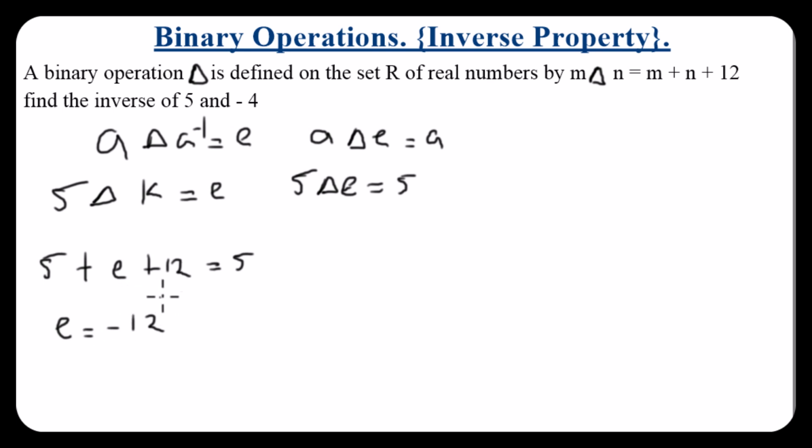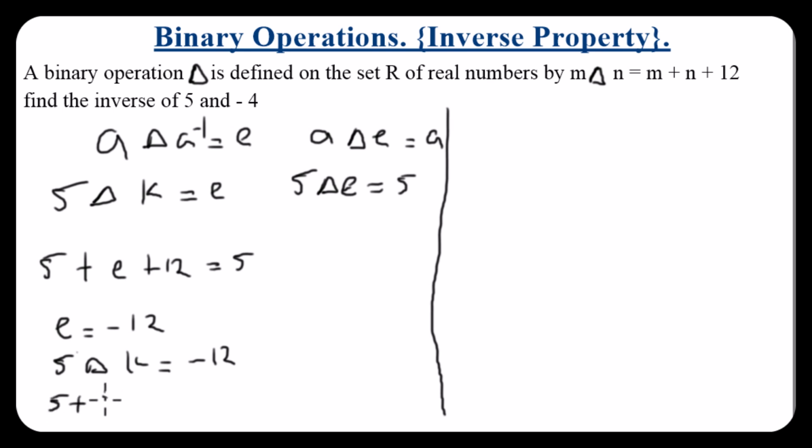Since I know the identity element already, I can come here and find the value of k. Let me write underneath it: 5 delta k, where k is the inverse of 5, will be equal to minus 12. Again, use the operation that's been defined here. My m is 5, my k is n. So 5 plus k plus 12 must be equal to minus 12.